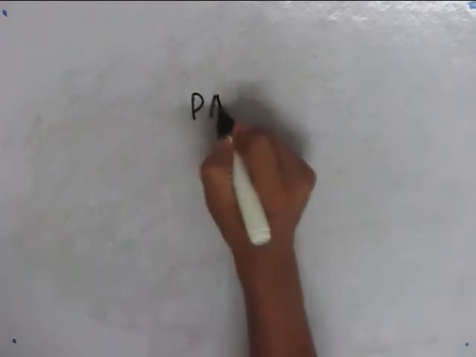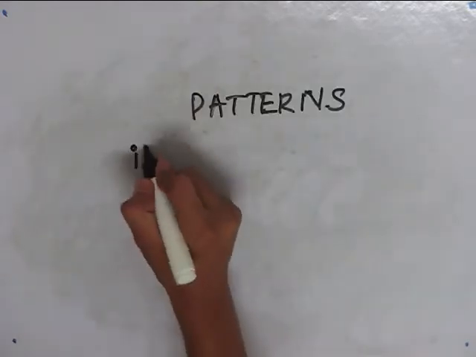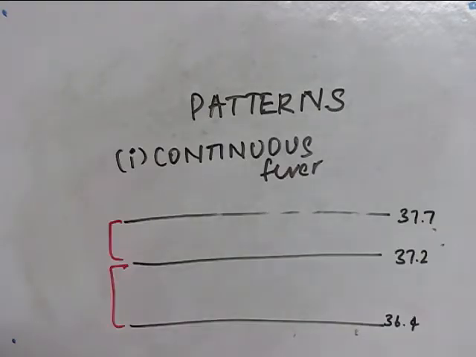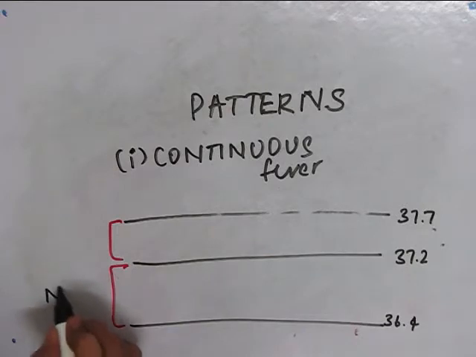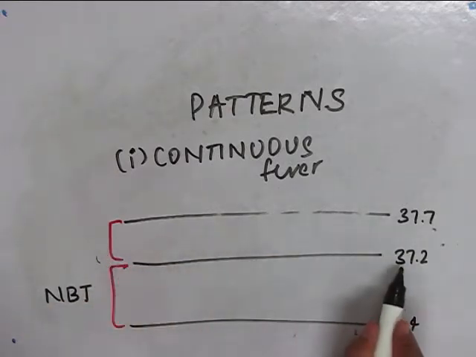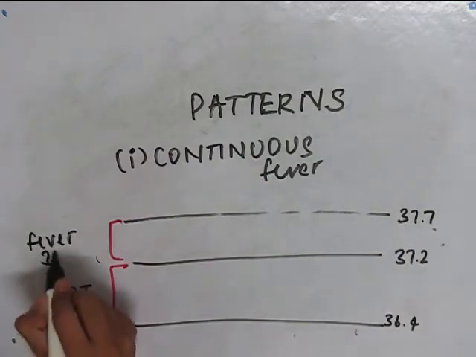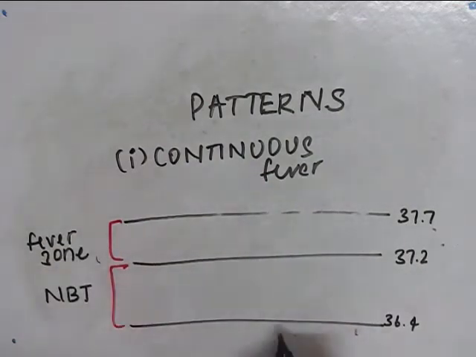So, next we'll learn about the patterns of fever. The first one is called continuous fever. As we know, the temperature range from 36.4 to 37.2 is known as the normal body temperature, and this zone right here, from 37.2 to 37.7, is known as the fever zone, and this is the baseline.